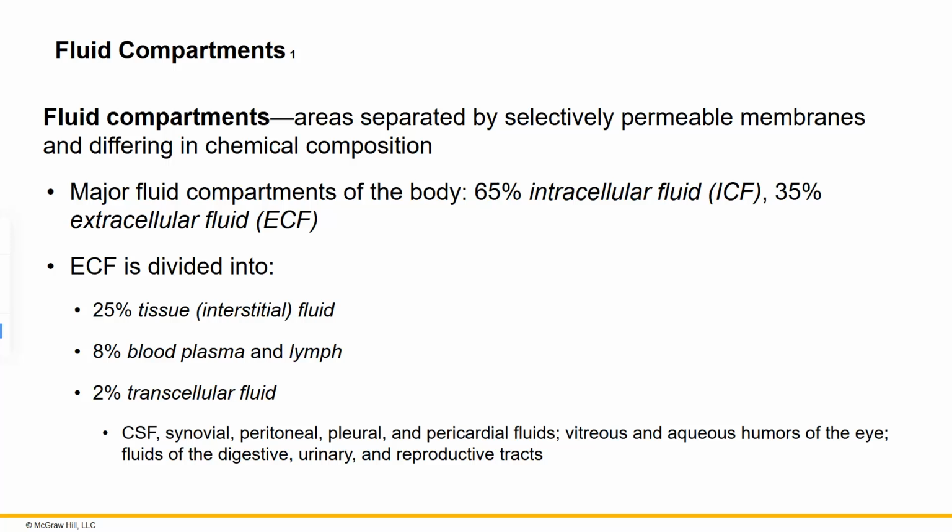The fluid compartments are areas separated by selectively permeable membranes and differing in chemical composition. The major fluid compartments of the body are 65% intracellular fluid, or inside of the cells, and 35% extracellular fluid. Extracellular fluid is divided into 25% tissue fluid, so the fluid between the cells of the tissues, 8% blood plasma and lymph, and 2% transcellular fluid. That includes CSF, synovial, peritoneal, pleural, and pericardial fluids, vitreous and aqueous humors of the eye, and fluids of the digestive, urinary, and reproductive tracts.